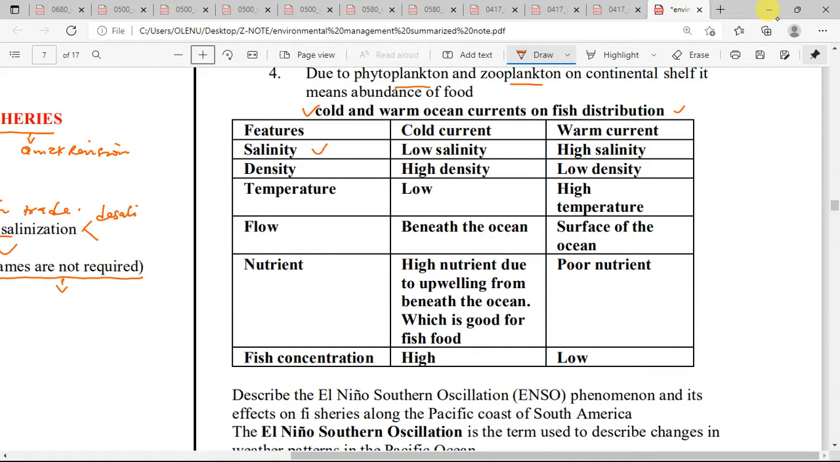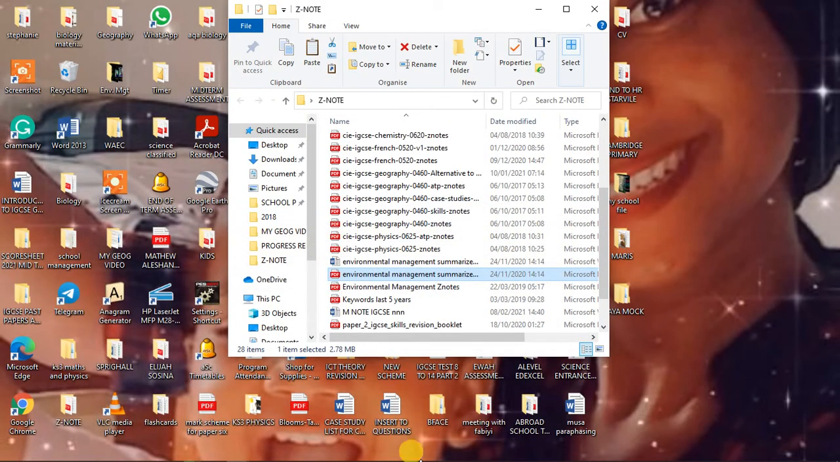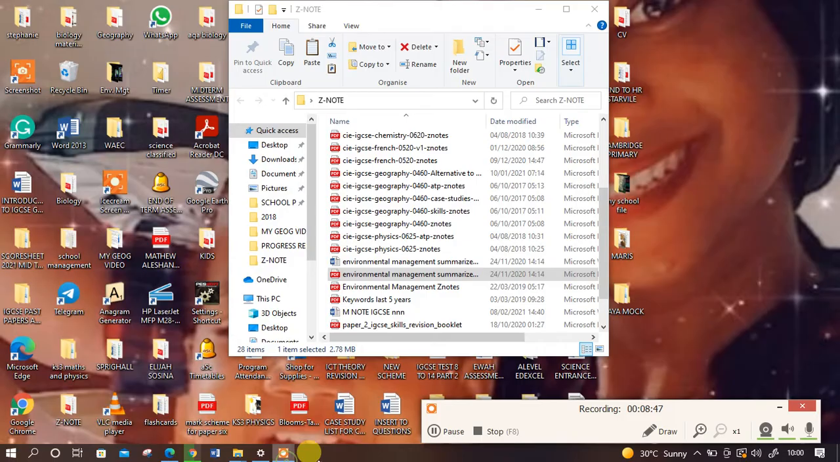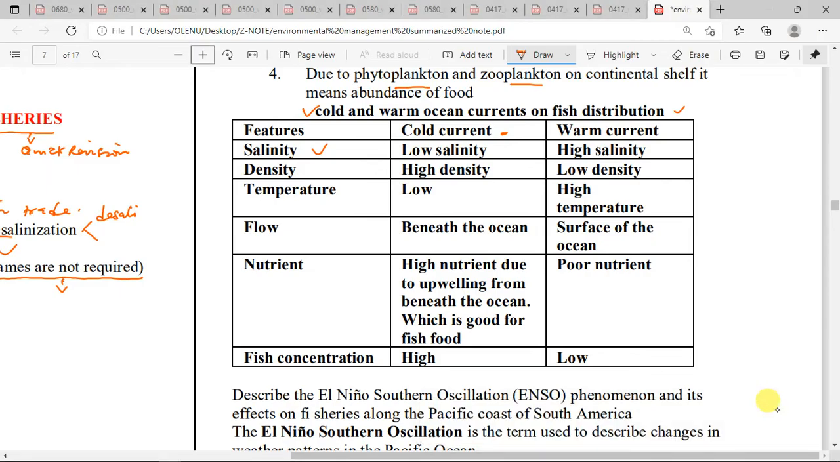What this simply means is the cold current have low salinity, while sorry about this, please. Need to check something. Pam. Okay. Sorry for that short break.